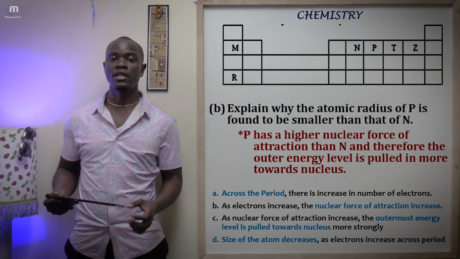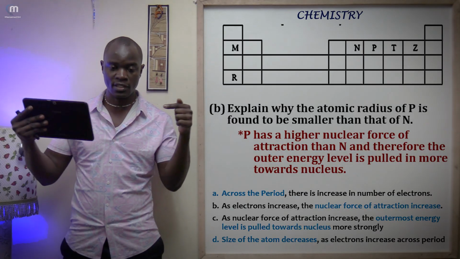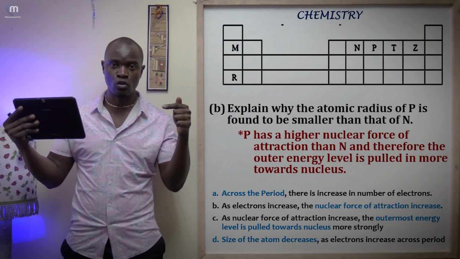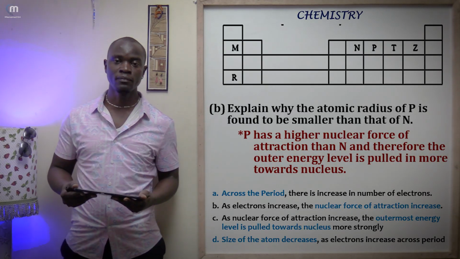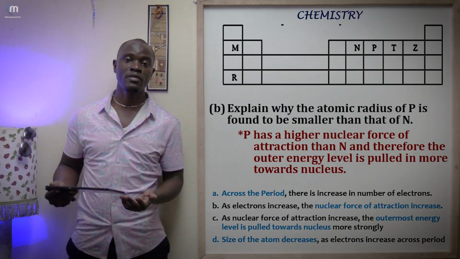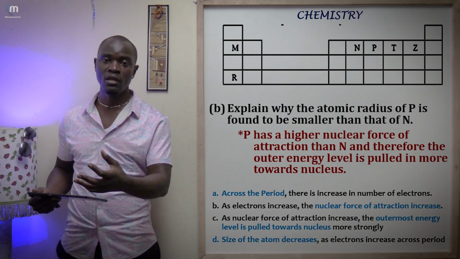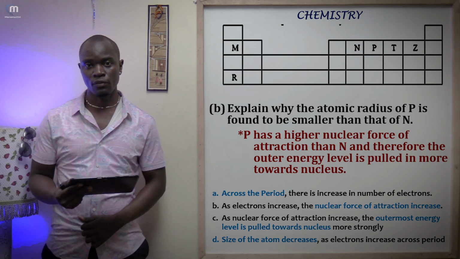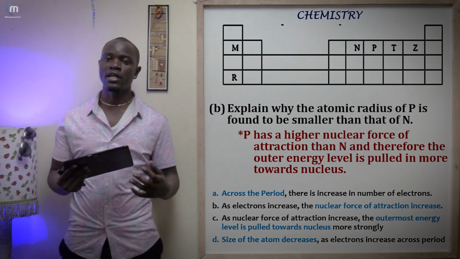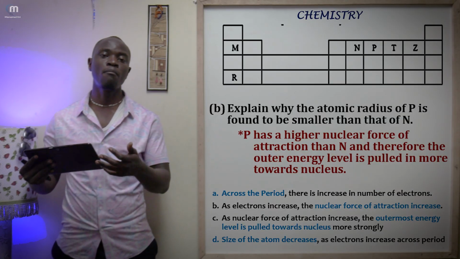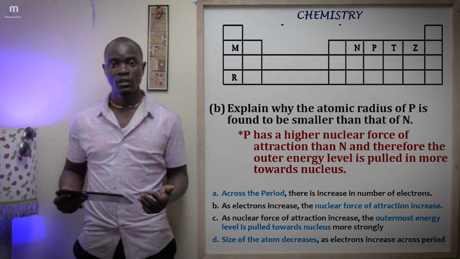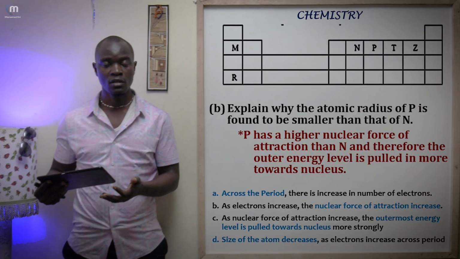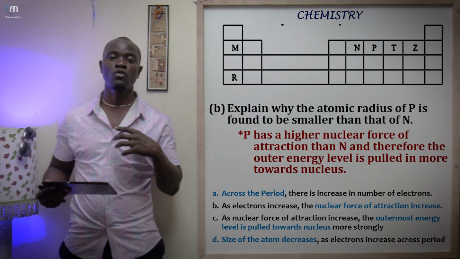So in terms of pulling electrons, letter N slightly pulls the electrons towards the nucleus, while letter P, since it has very high nuclear force of attraction, pulls electrons strongly towards the nucleus. Therefore, we can now see that the size of letter P will be smaller than the size of letter N. And that answers our question. The question, remember, is asking, explain why the atomic radius of P is found to be smaller than that of letter N. So the reason is that P has a higher nuclear force of attraction than N.